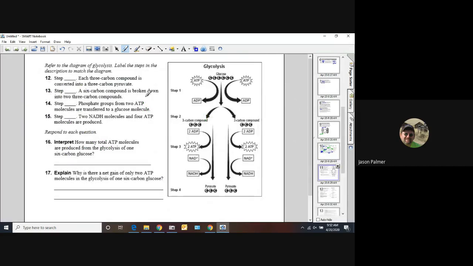Okay, so we got 4 steps. Step 1, step 2, step 3, step 4. So this is a 3-carbon into pyruvate. So pyruvate is right here. So that sounds like step 1.